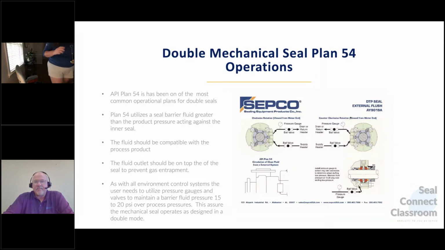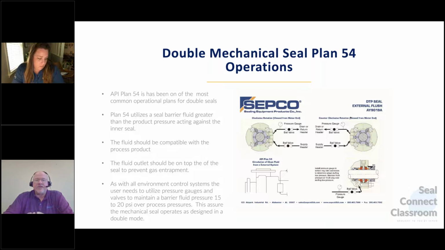Now, we're not talking about using lots and lots of barrier fluid. We want a very low flow through it. We want you to maintain that pressure 15 to 20 psi above what that maximum stuffing box or seal chamber pressure can be. So it's very simple. This is probably the most common way double seals are set up, and they're all set up that way.